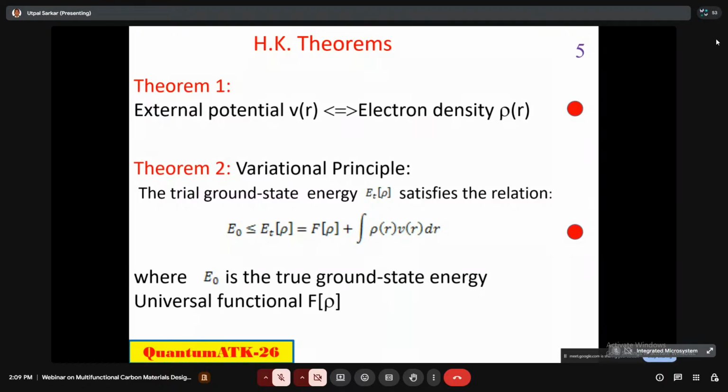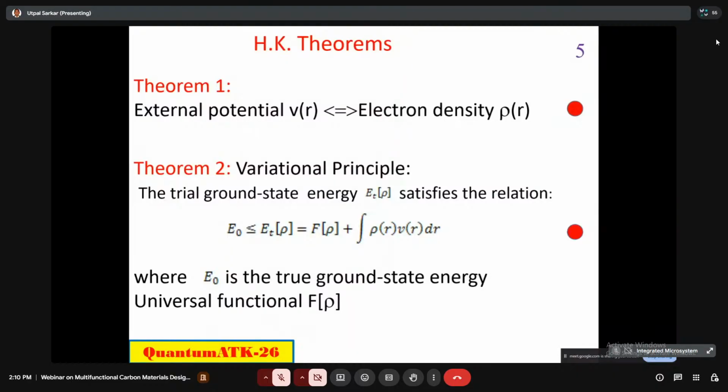The first theorem is the Hohenberg-Kohn first theorem, which tells you that there exists an external potential, and between the external potential and the electron density there is a one-to-one correspondence. That means that once you know the external potential of the system, then the electron density can easily be derived from it, and otherwise if you know the electron density of the system, then the external potential can be derived from it. So characterizing one implies that you have already characterized the other one. However, this particular theorem does not tell you how to calculate the electron density.